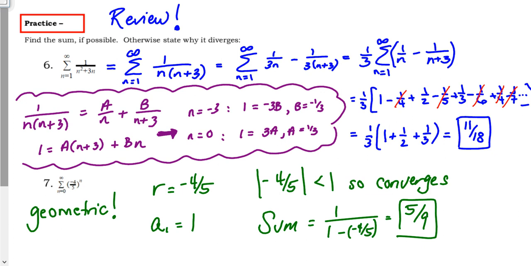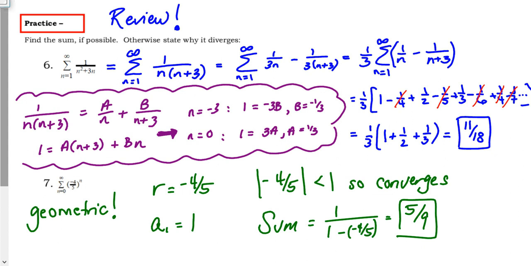All right, so I hope you had fun doing those 4 problems. Question number 6 is one we want to do with partial fraction decomposition. I have a feeling that's going to work out great. The signal for that is that the denominator factors.